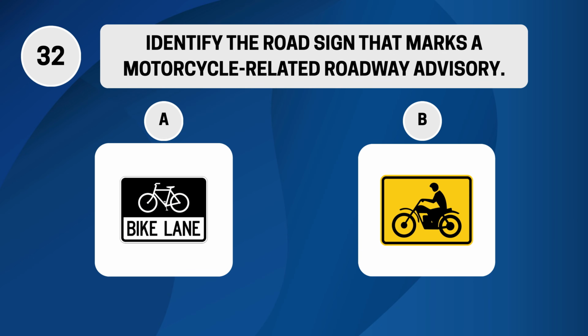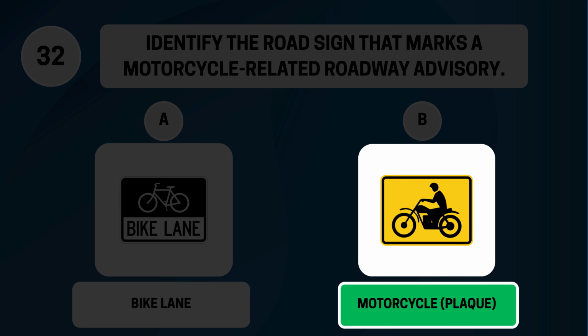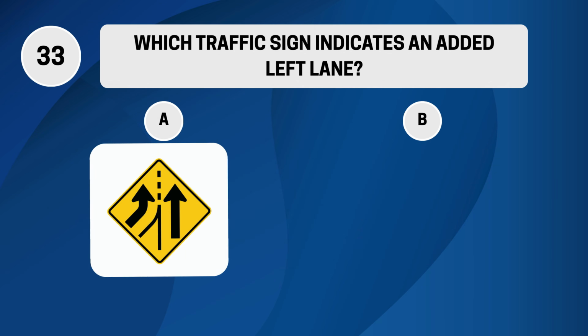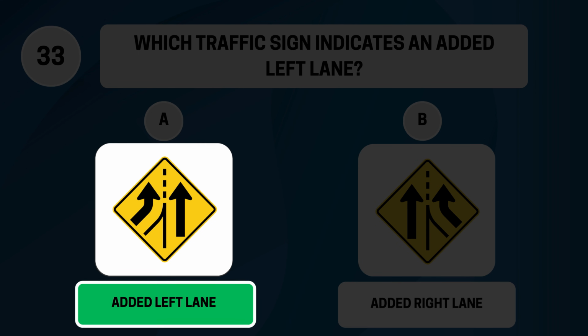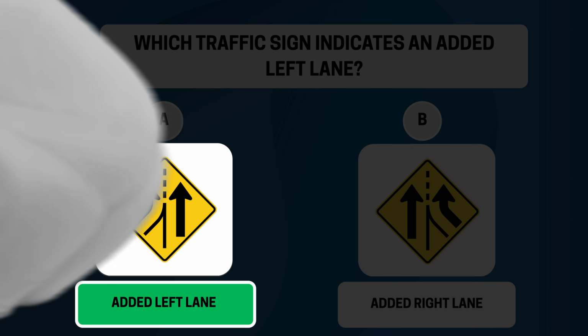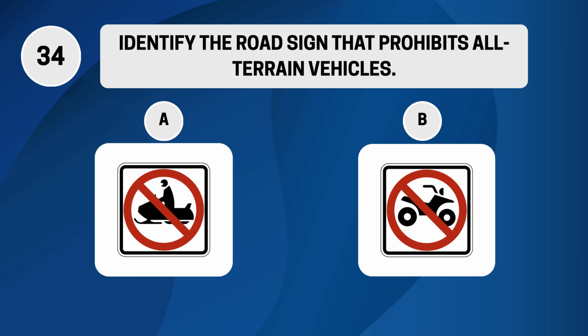Identify the road sign that marks a motorcycle-related roadway advisory. Which traffic sign indicates an added left lane? Identify the road sign that prohibits all-terrain vehicles.